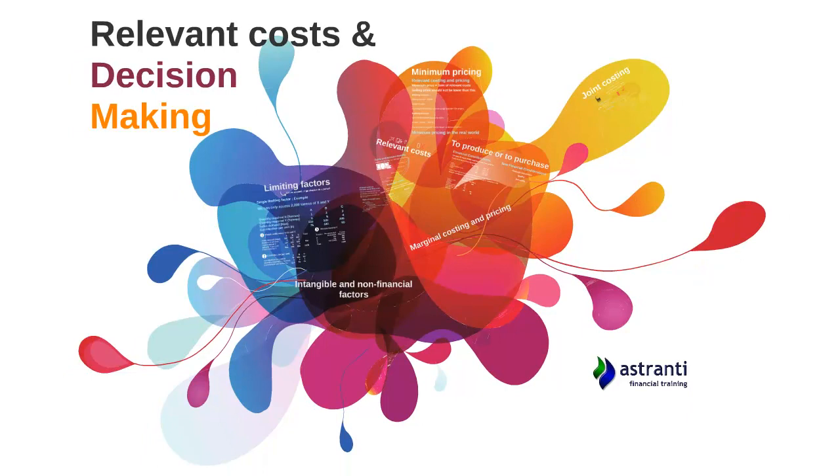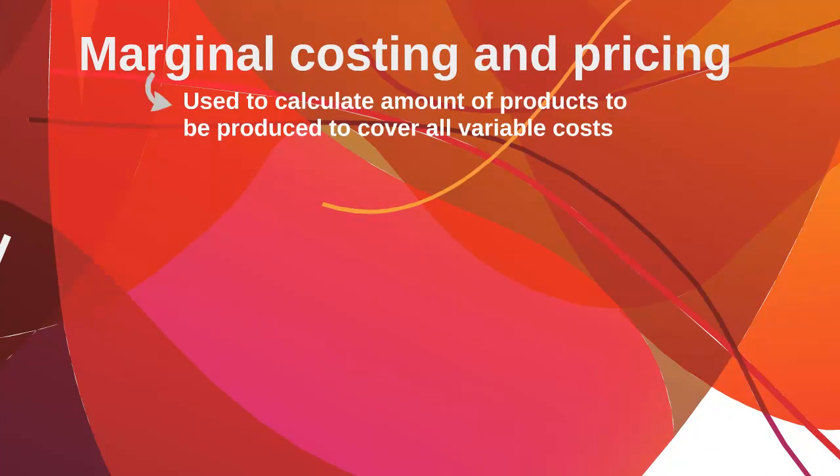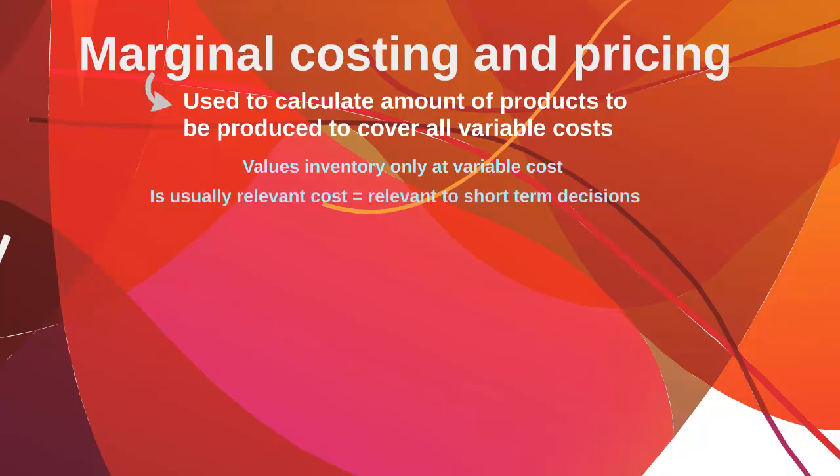So now let's look at how relevant costs tie in with marginal costing and pricing. I'm sure you'll remember from your P1 studies, marginal costing is all about calculating the amount of products that would need to be produced to cover all variable costs. And it does this by valuing inventory only at the variable cost, of course, to create your contribution. And this works out well with relevant costing because, of course, it is usually the relevant cost.